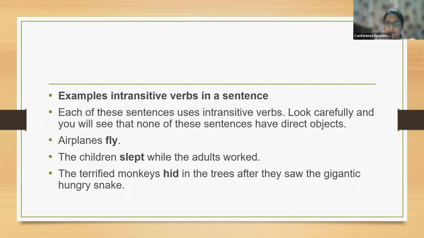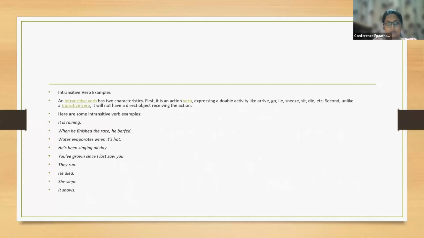So all these are intransitive verbs. Look carefully, these verbs have no object. There are subjects, airplanes, children, monkeys, but there is no object. Okay, so these are intransitive verbs. Now, there are some intransitive verb examples. I have given some more.